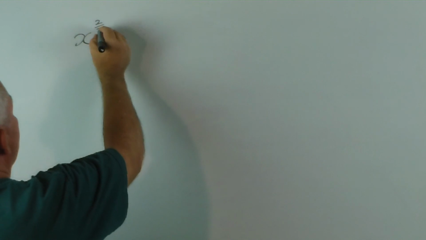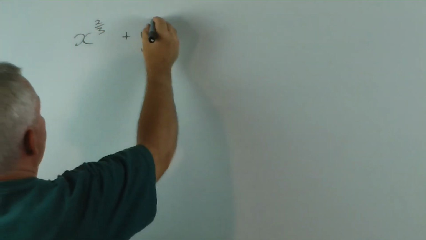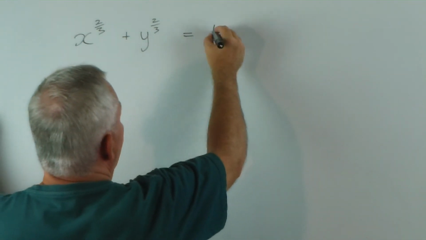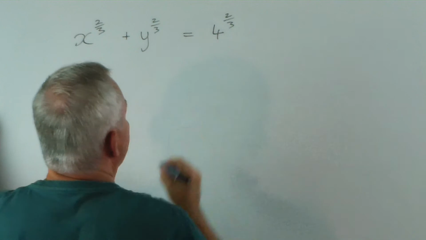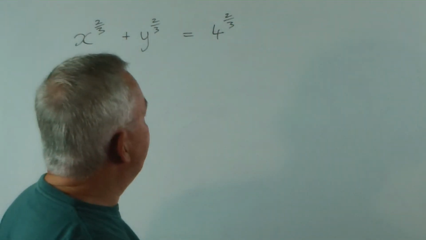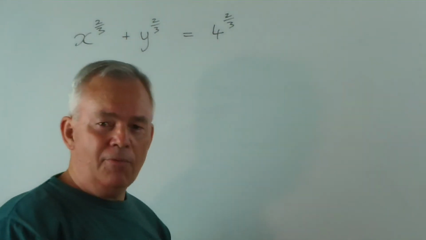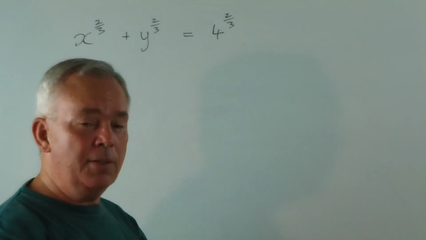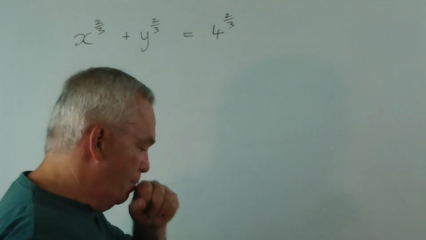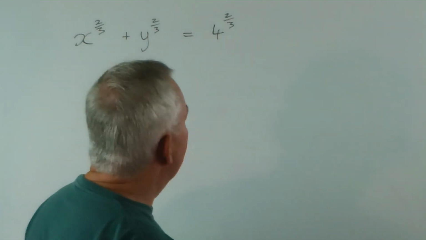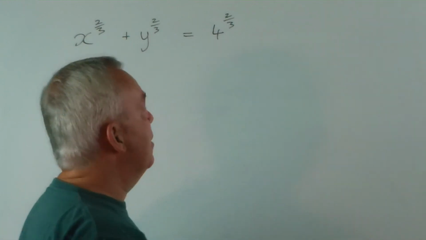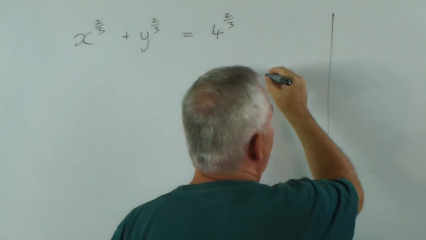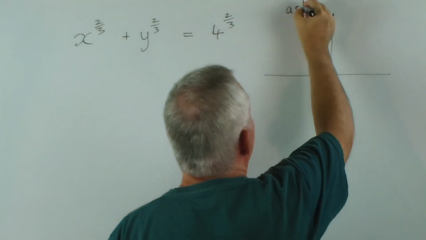x to the 2/3 plus y to the 2/3 equals, let's say, 4 to the 2/3. Now, this kind of graph produces what's called an astroid, not asteroid, as in the lumps of rock circling the sun between the orbits of Mars and Jupiter mainly, but an astroid.